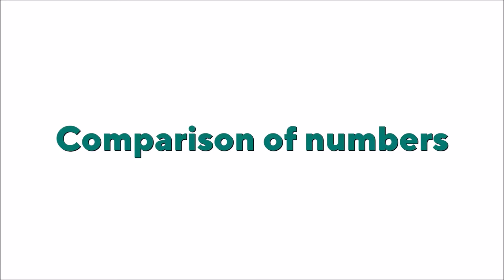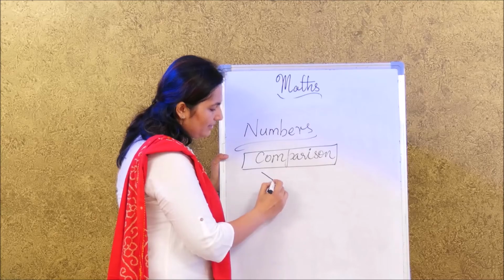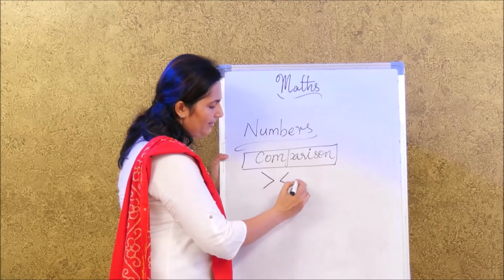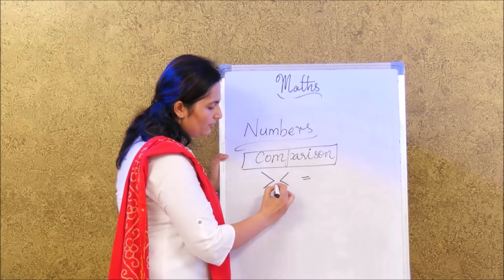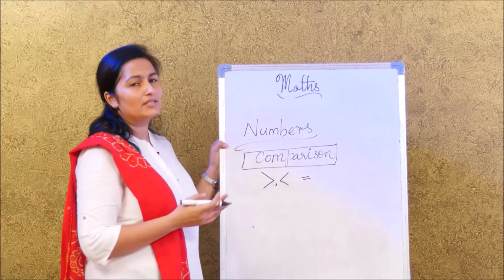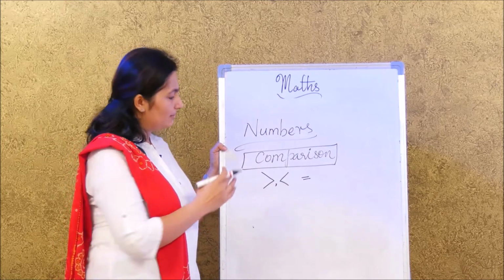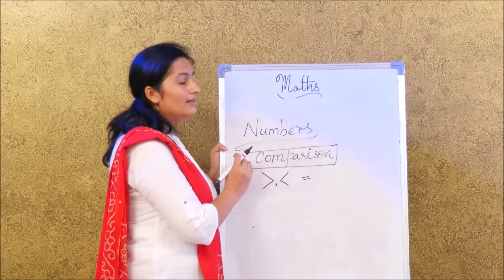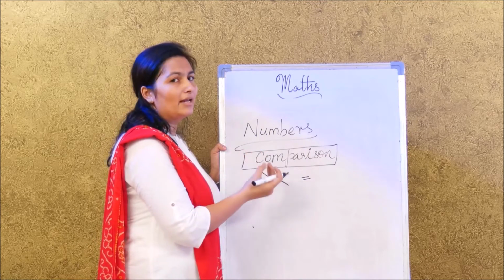Comparison of numbers. How do we compare numbers? We are going to use symbols to compare numbers. Very easy. Greater than, lesser than, and equal to. These are the three symbols that we are going to use to compare numbers.